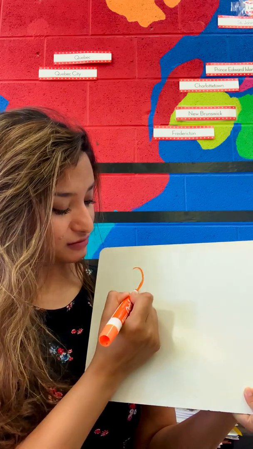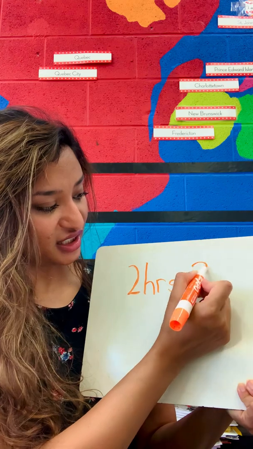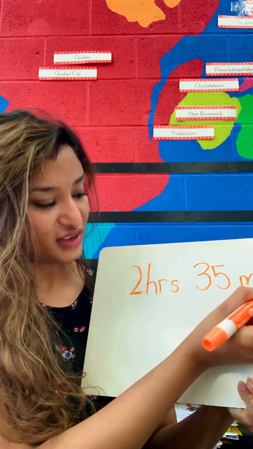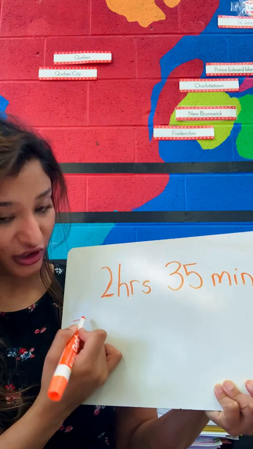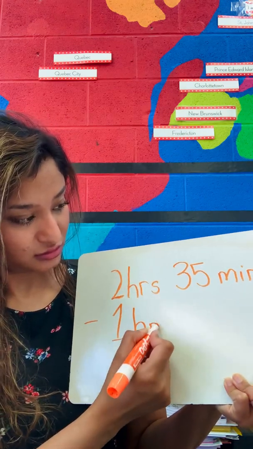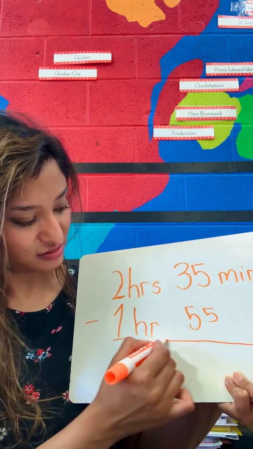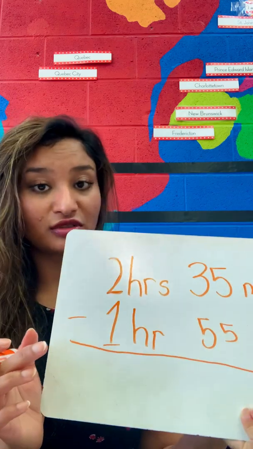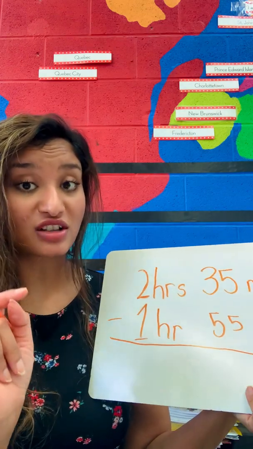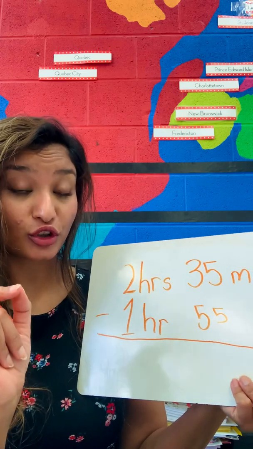So right now, for part B of this problem, we are going to subtract the hours he took to repair the van. So it is 2 hours and 35 minutes, and we need to subtract 1 hour and 55 minutes. Okay, now you go ahead and do that and then unpause the video to see whether you got the question correct or not.